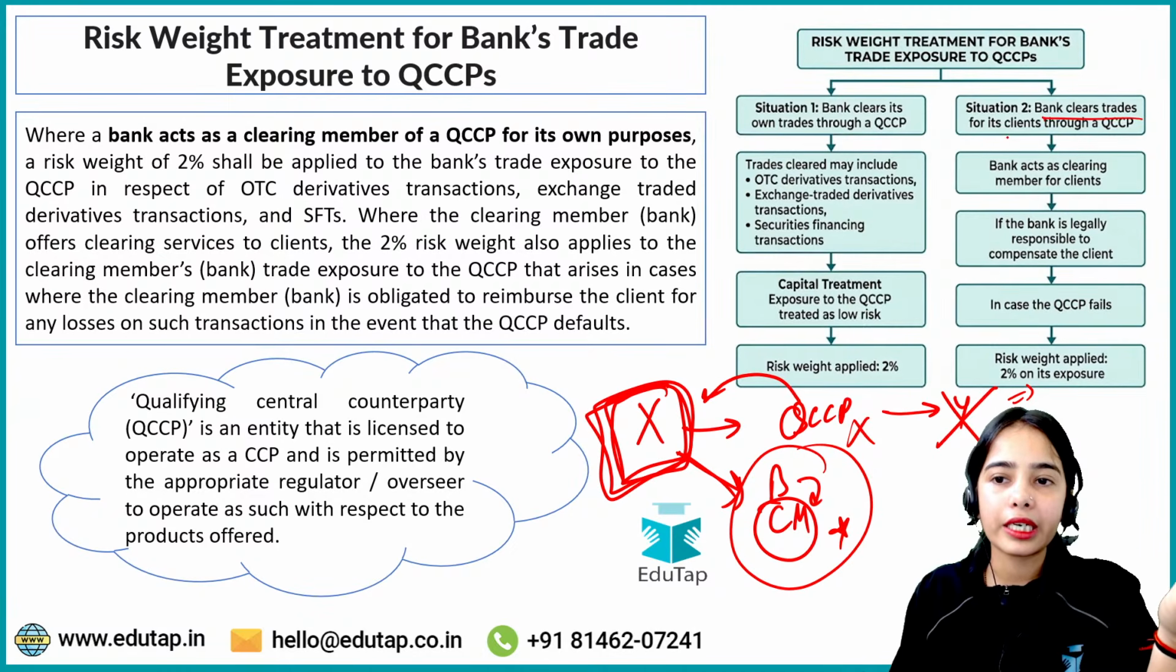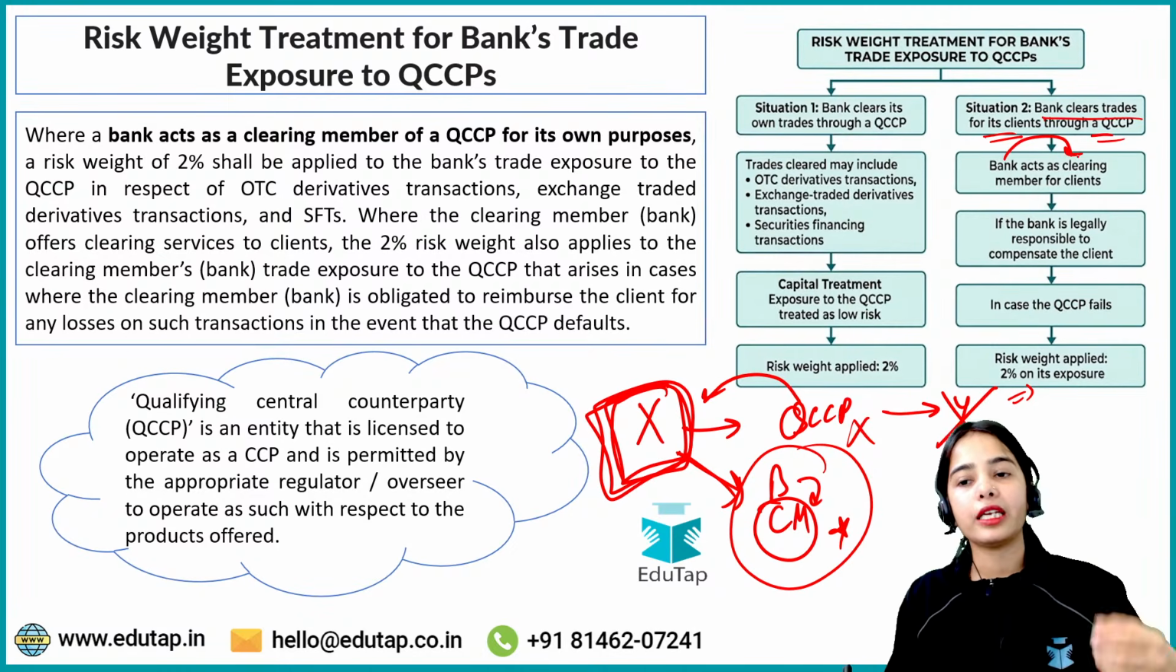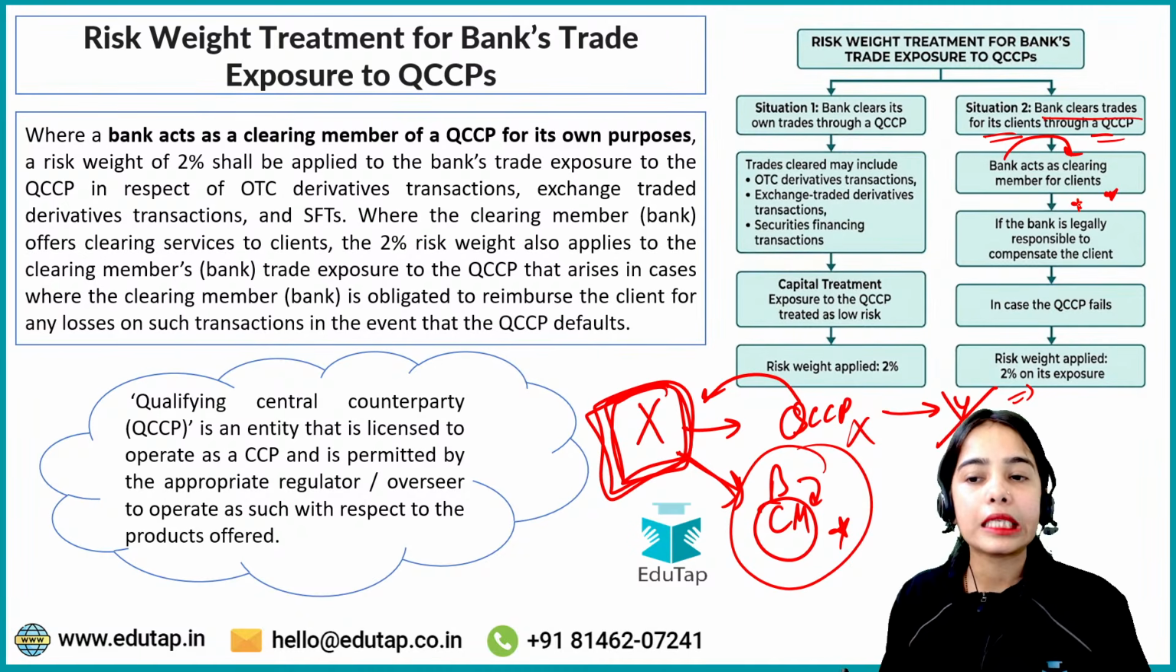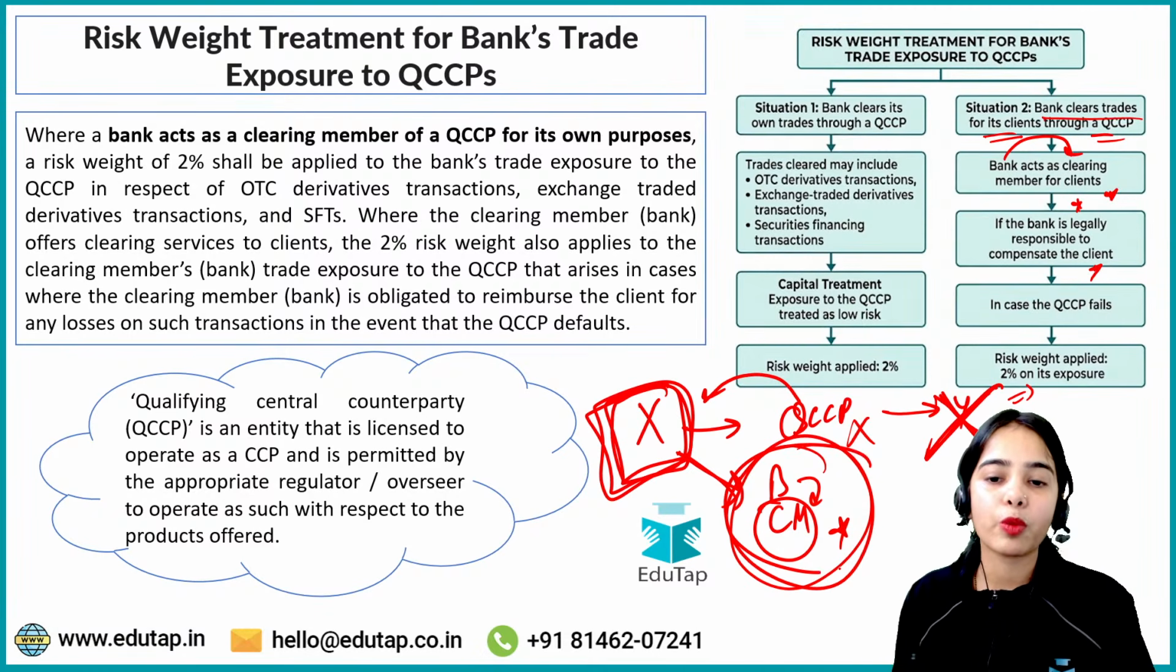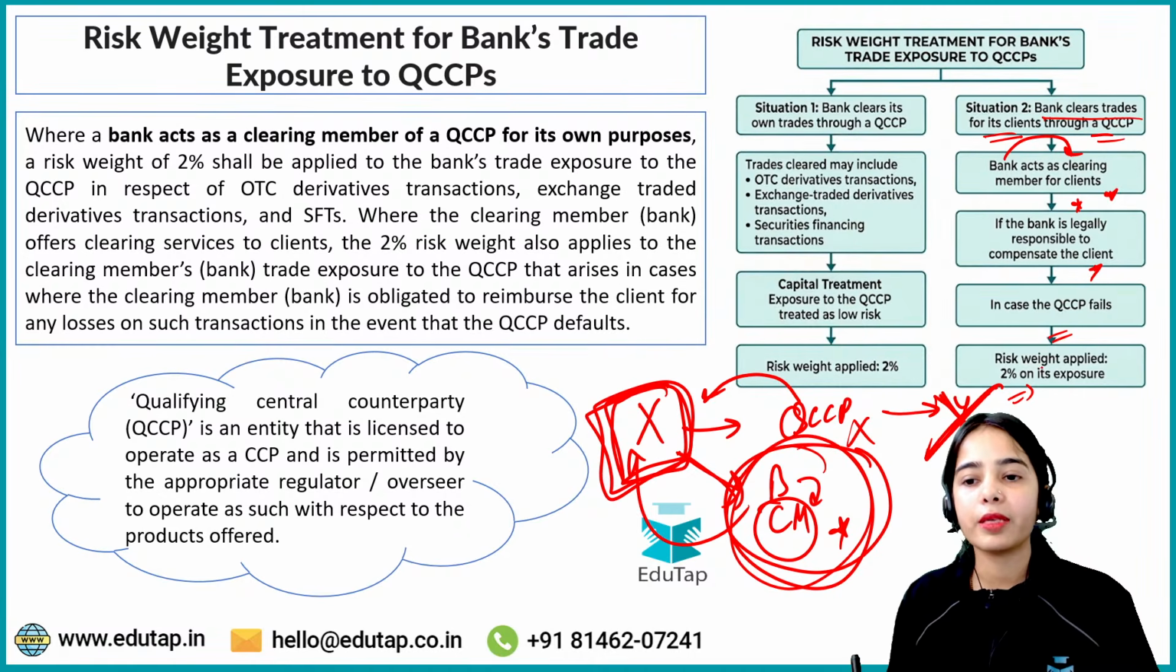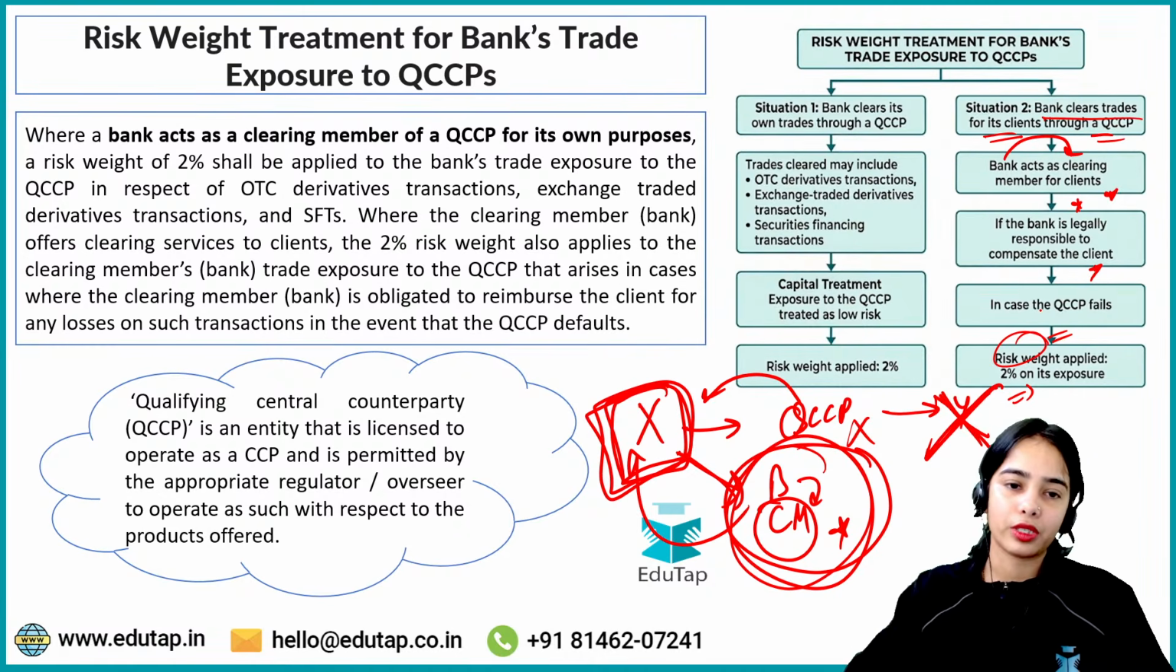So the bank cleared the trade for its client through a qualified central counterparty, and the bank acts as the clearing member for its client. If the bank is legally responsible to compensate the client, let's say the default happens by Y and the bank is responsible to compensate the client, then in this case the bank has to maintain the risk weight of 2%. So that is the idea.